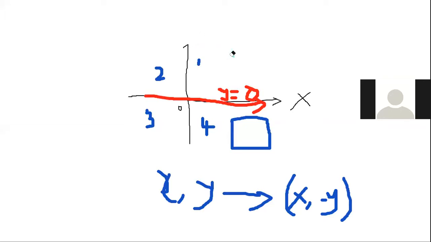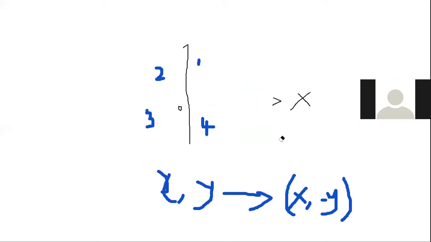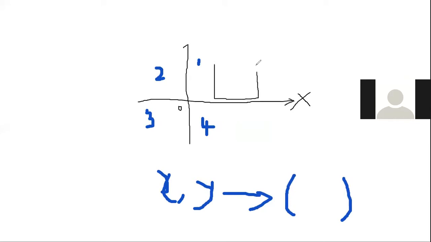So again, we have the diagram here. Let me draw it, the x and the y axis. Now, we have an object in region 1.